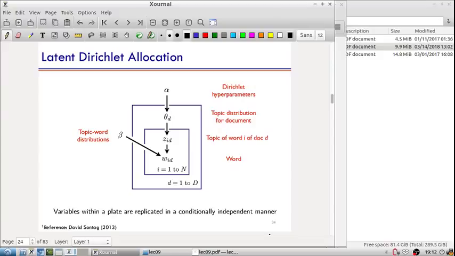So this is a generative process. Forget about the training data, the documents that we have. This is how we are hypothesizing a document could have been generated. And first of all, you can see that there is no order relationship between words. It's just a bunch of words.